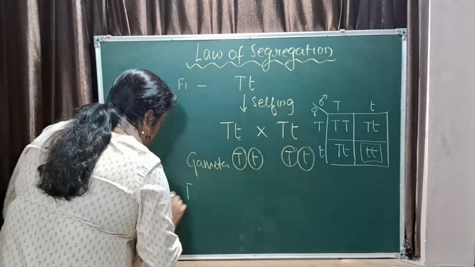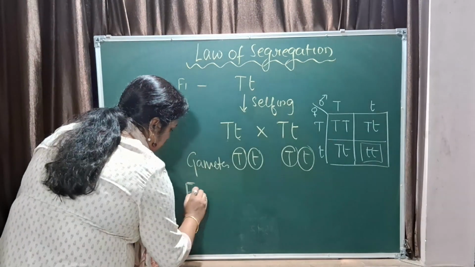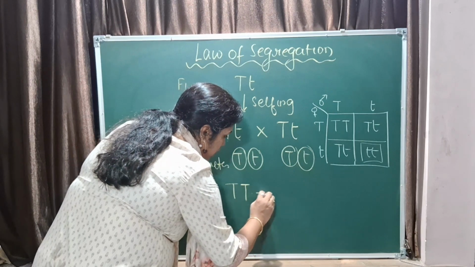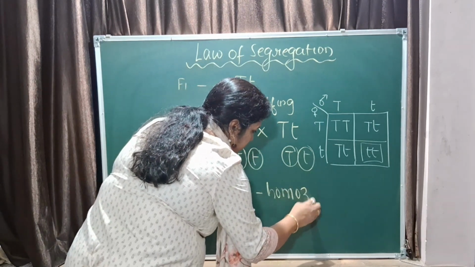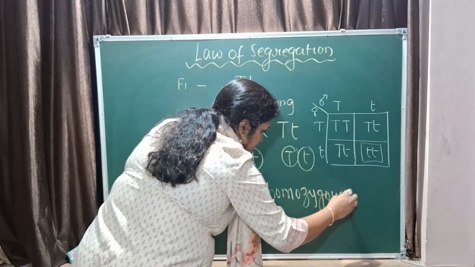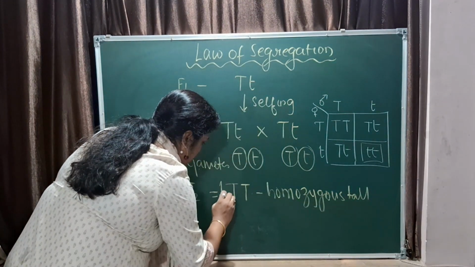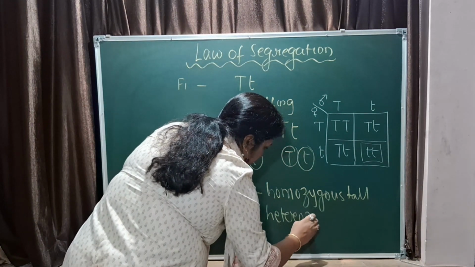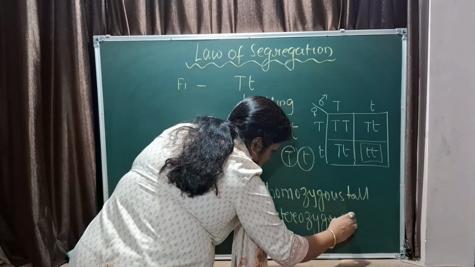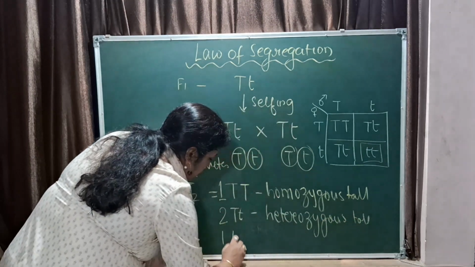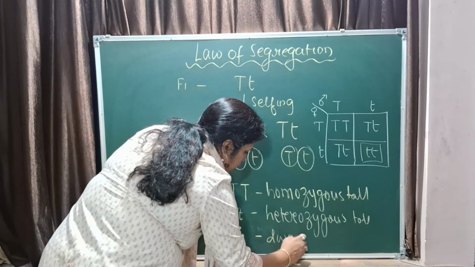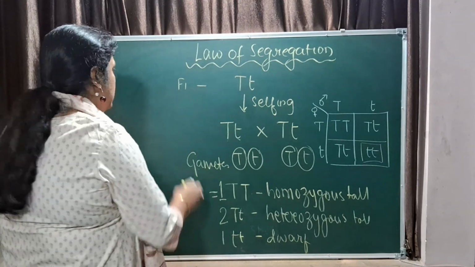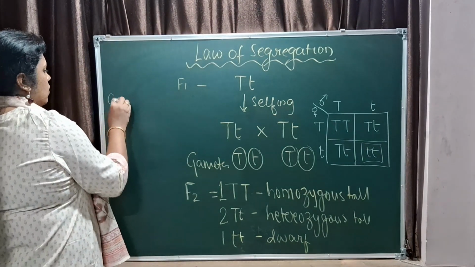So what is the F2 formed here? You can see there is capital T capital T, that is your homozygous tall. Then you have 2 capital T small t, that is heterozygous tall. And 1 small t small t, that is dwarf. Dwarf is a recessive trait, so obviously it has to be homozygous. So this 1, 2 and 1 gives you the genotypic ratio.